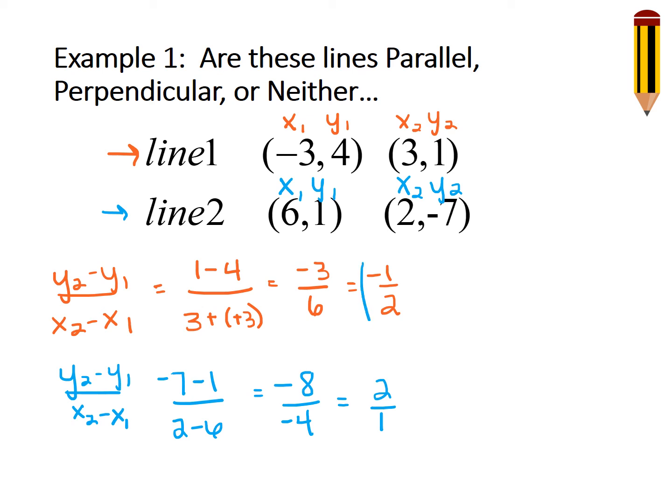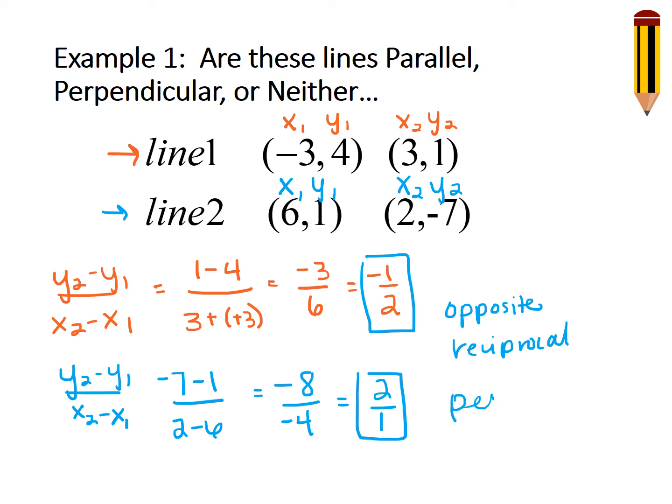Now, when you look at comparing these two slopes, first off, it looks like they have different signs. So they have an opposite sign. And it looks like 1 over 2 is the reciprocal of 2 over 1. So if I have opposite reciprocal, this would tell me that these two lines would be perpendicular. So I would just have to write perpendicular.